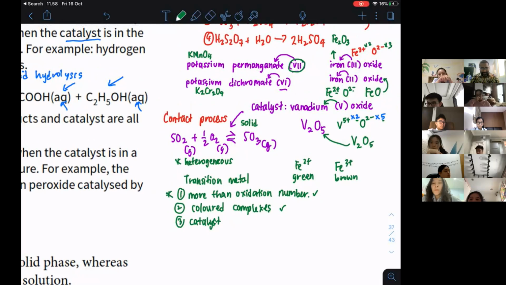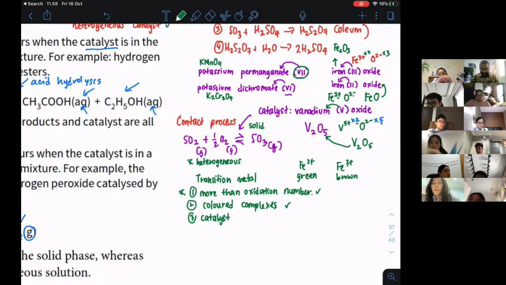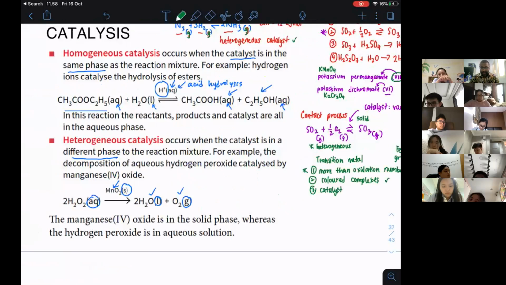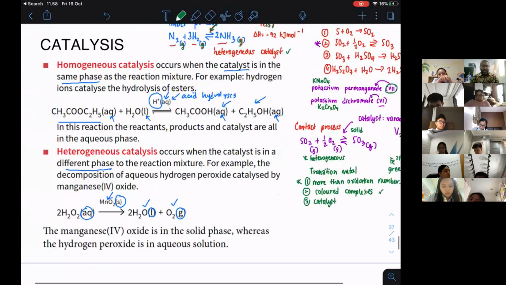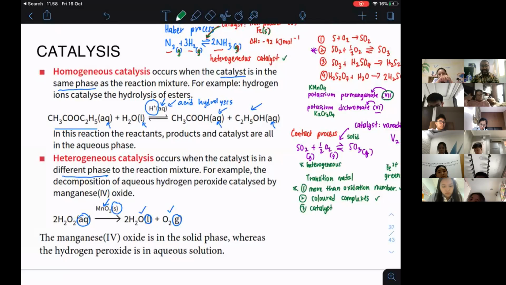Coming back here now, this is the introduction. Catalysts can be divided into two types. The homogeneous catalyst must be in the same phase as the reaction mixture. The heterogeneous catalyst must be in a different phase from the reaction mixture.